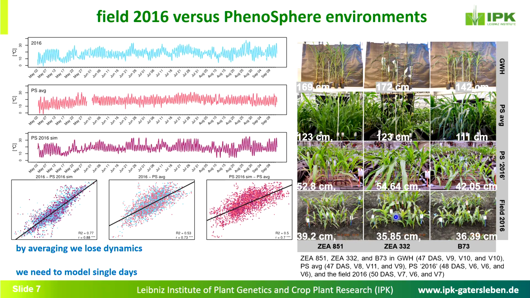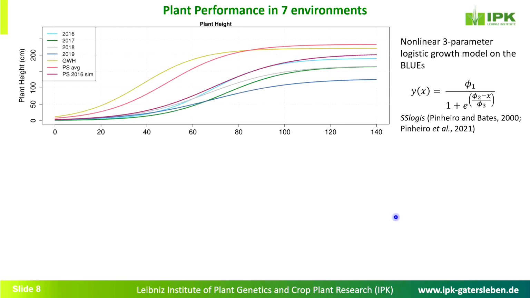And this is just to visually score at one time point, but I was interested in the performance of the environment over time. So I calculated the best linear unbiased estimators, the BLUEs, for each of these 11 genotypes at each time point of measurement inside each environment, and then fit a nonlinear logistic growth model onto these BLUEs. So each of these colored curves here represents the overall best fitted growth performance of this population in each individual environment. And what you can see directly here is that plants grow fastest in the greenhouse.